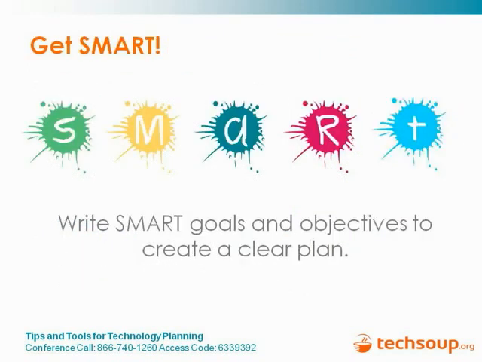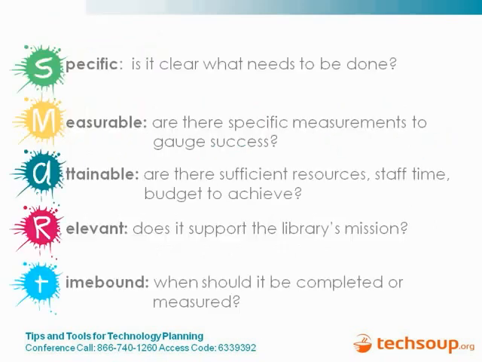One of the best tips that I can give to you when it comes to writing these goals and objectives is to use the SMART acronym, and that stands for specific, measurable, attainable, relevant, and time-bound. What we're encouraging you to do is, when you write a goal and the accompanying objectives, go back and review it to see if it tells the story of what you're going to be doing. So is it specific? Is it clear what you need to get done? Are you putting something in there that's measurable to help you gauge the success of the project that you're implementing? Is it attainable? Do you actually have the staff time and resources to do what you're laying out? Does it support the library's mission or the nonprofit's mission? And when should it be completed or measured? How are you going to know when you're done?